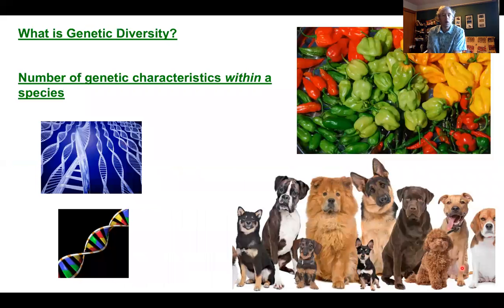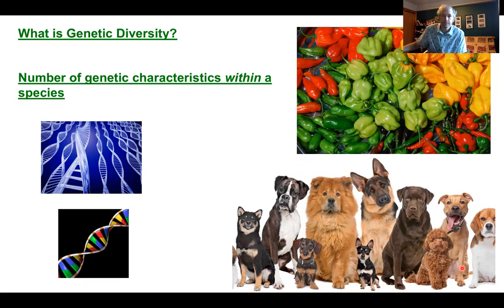Okay, so first up, what is genetic diversity? Well, genetic diversity is the number of genetic characteristics within a single species. So often when we talk about diversity, we might talk about diversity of species. How many different species live in an area, for example? But when we're doing genetic diversity, we're looking at the number of different characteristics that exist within a single species.